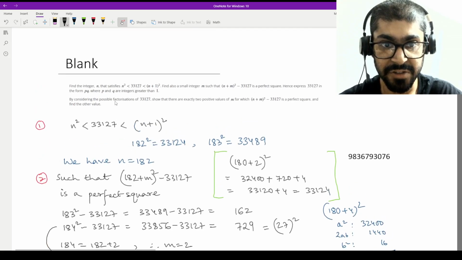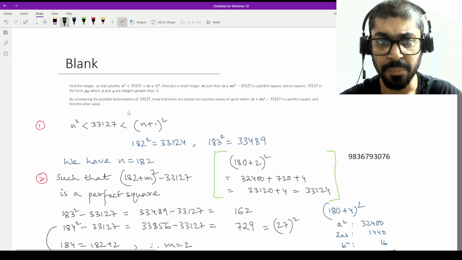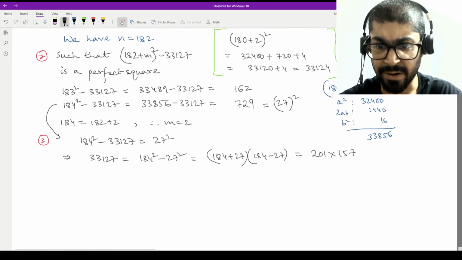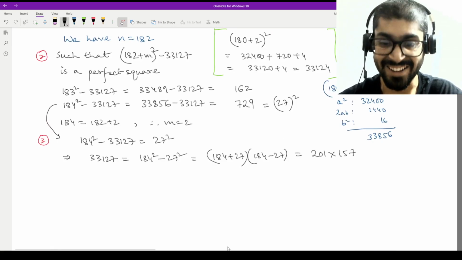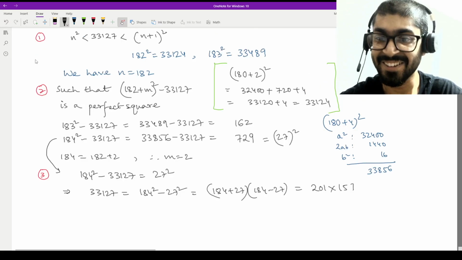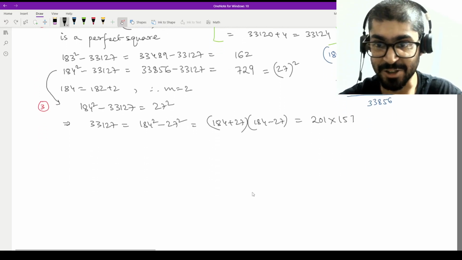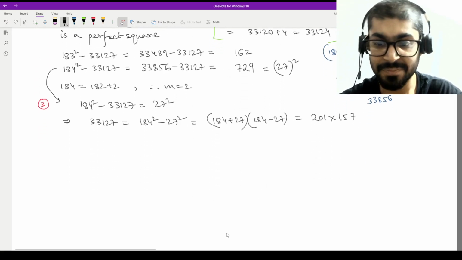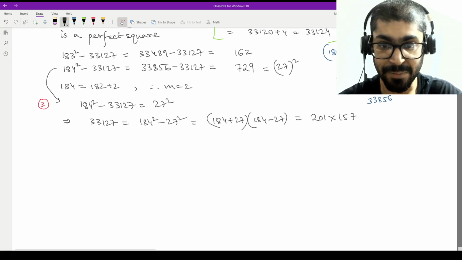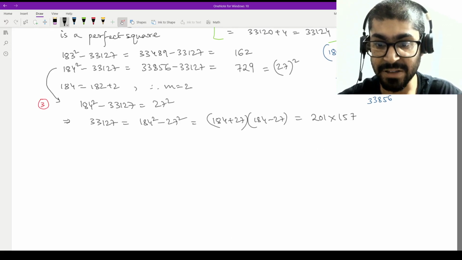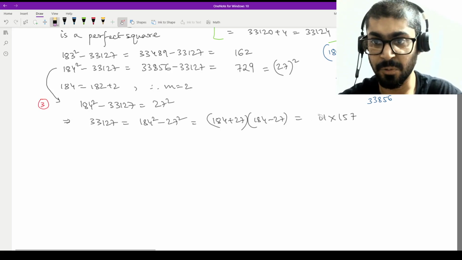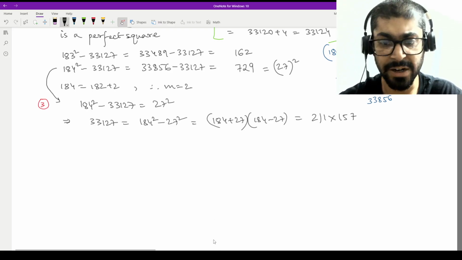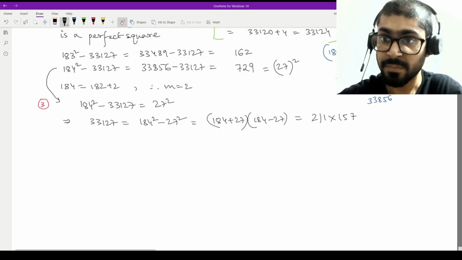Is there any condition of generality? No. So p and q are integers greater than 1. This is obtained, right? Any one of them could be p. The other one would be q. So you do not need to make a particular choice on which one is p and which one is q. Any one of them could be p or q. Alright. 157 into, okay, did I make a mistake here? Sorry, it will be 211. Alright. So 211 into 157.